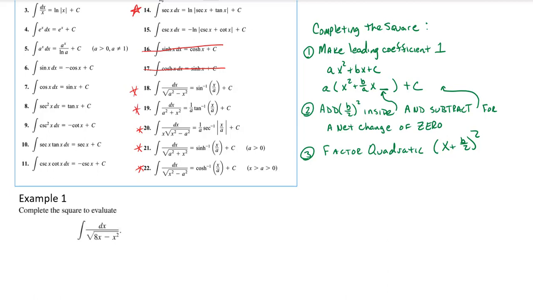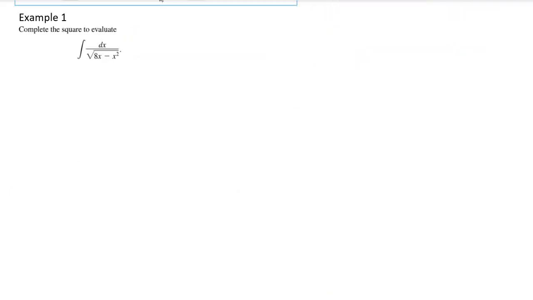So in example 1, we're told to complete the square in order to evaluate this integral. So we're going to start by doing some scratch work. We have the expression 8x minus x squared, and I said that you want to start with a leading coefficient of 1. Right now our leading coefficient is -1. So I'm going to pull that negative out, and that's going to leave me with x squared minus 8x. Then we said that we need to add half of this quantity squared. Well, half of -8 is -4, and when we square that we get 16.